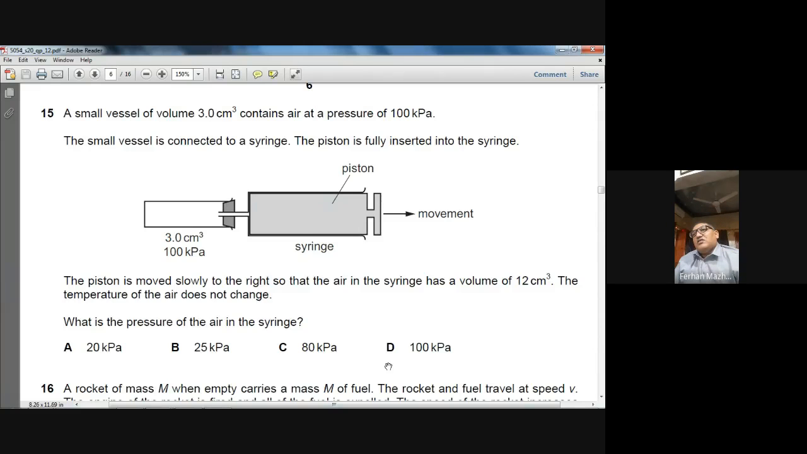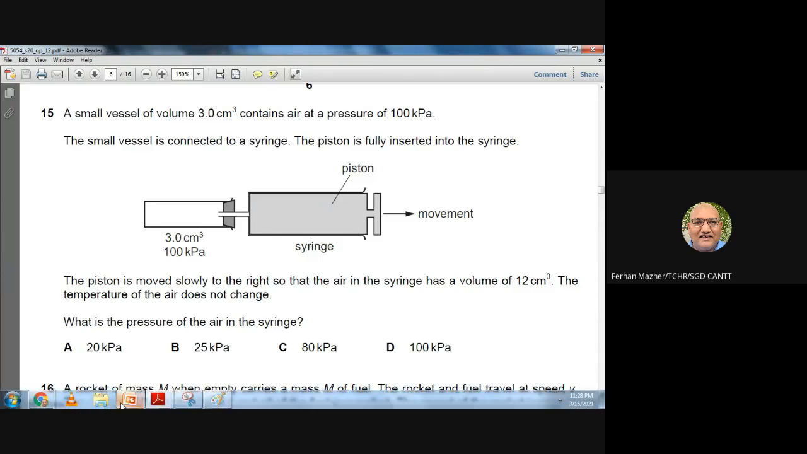So the temperature is not changing. When the temperature is not changing and we are talking about a gas, we can use the formula P1 V1 equals P2 V2. When P1 was 100 kilopascal, the V1 was 3. I don't know the second pressure, P2, but I know that V2 is 12 cubic centimeter. Let me show you my working.